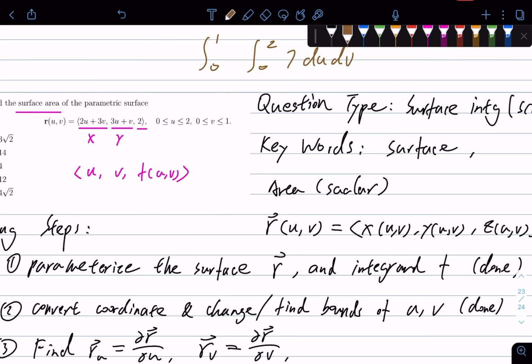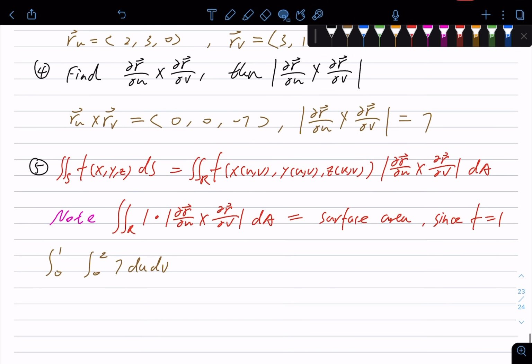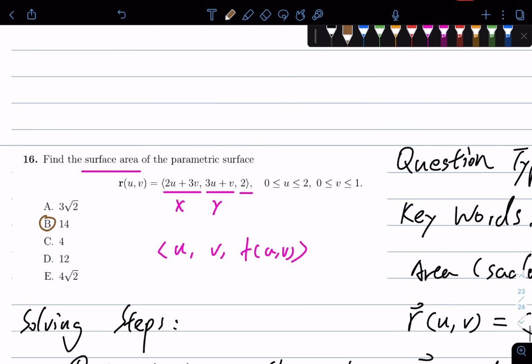Right, we're going to copy this and then paste it. So the 7 is what we get over here, and then dA is just du dv, and then our bounds are from 0 to 2, and our answer will be 14. And that's it. The correct answer is 14 for question number 16.